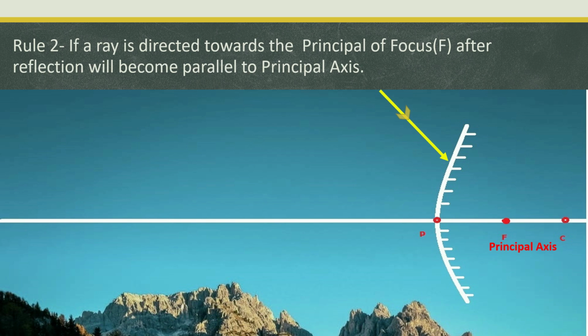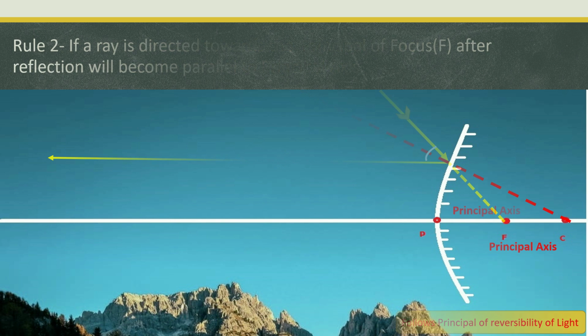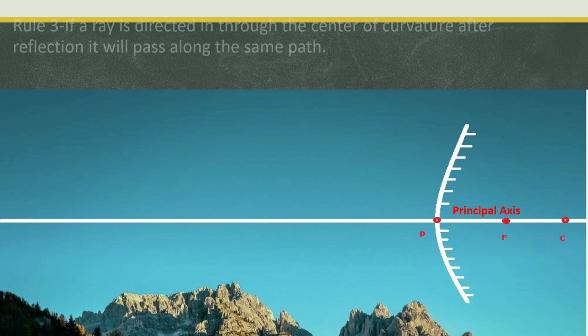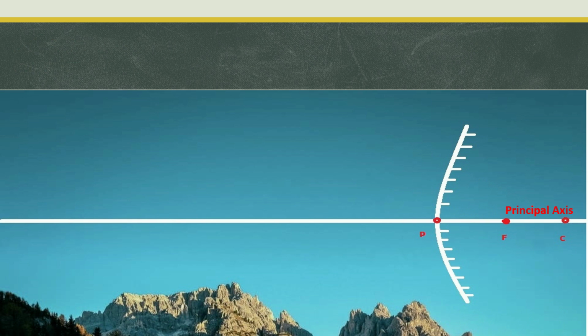Rule number 2. If a ray is directed towards the principal focus, after reflection, it will become parallel to the principal axis. This rule is the exact opposite of rule number 1 because of the principle of reversibility of light. Rule number 3. If a ray is directed through the center of curvature, after reflection, it will pass along the same path. This is because the incident ray is perpendicular to the mirror at that point. Hence, the angle of incidence becomes equal to the angle of reflection.